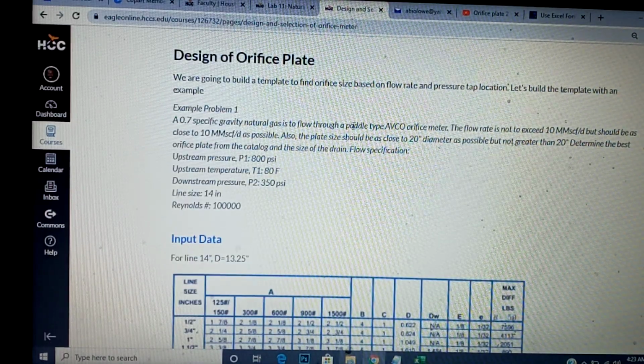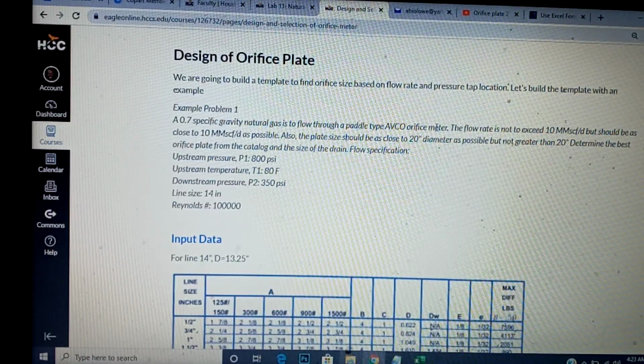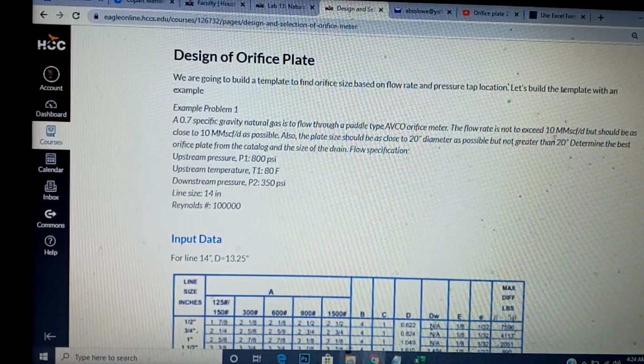Now, we're going to be using this company's orifice meters. AFCO is in California. So we're going to be looking at their orifice meters. So we have to look at their specification and order for the right one that's going to work for this application.